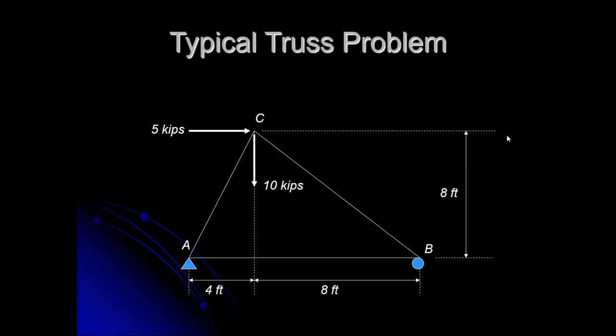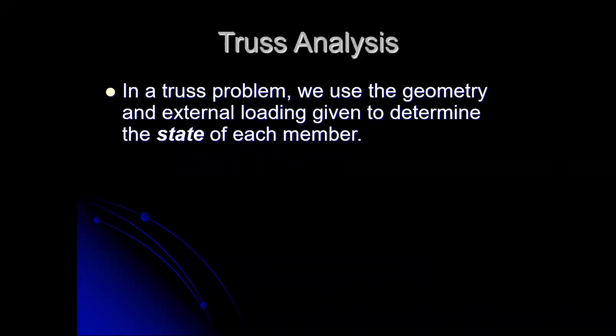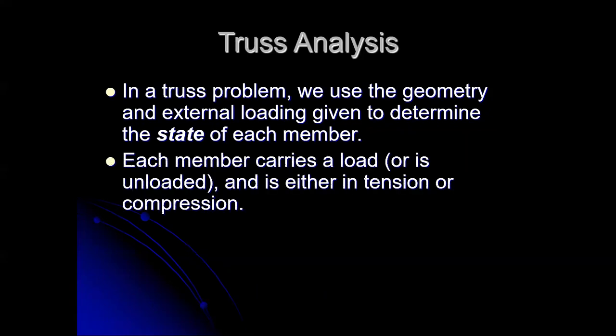So let's take a look at the method of joints. Let's dive into the internal problem. So in a truss problem, we're finding the internal reactions to these externally applied forces. In our problem, we have 5 and 10 kips externally applied, and we have the reactions externally applied. To be in equilibrium, the structure has to react to that as well. The structural members have to have loads that keep the structure from moving, that keep the whole structure in equilibrium. So we have to find the load and the state of each member. So each member carries a load, and it's either going to be in tension or compression, or it's unloaded.